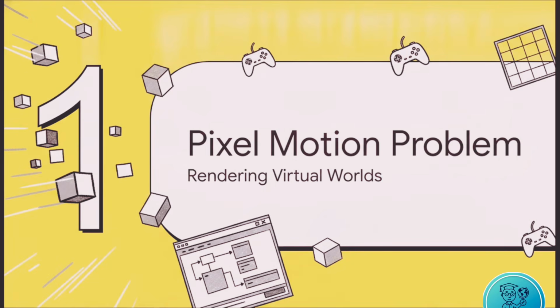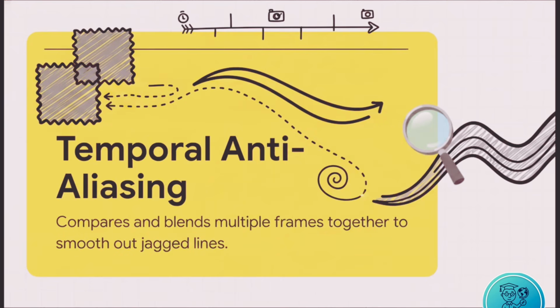Okay, Section 1, the pixel motion problem and how it impacts rendering virtual worlds. If you want to render a truly beautiful virtual world, game engines have to tackle those ugly, jagged, pixelated edges. Unreal Engine 4 handles this by default using something called temporal anti-aliasing, or TAA for short. Now, instead of just analyzing a single isolated frame, TAA compares multiple frames over time and blends them together. It does an amazing job taking scattered, dotted edges and turning them into incredibly smooth, solid lines.